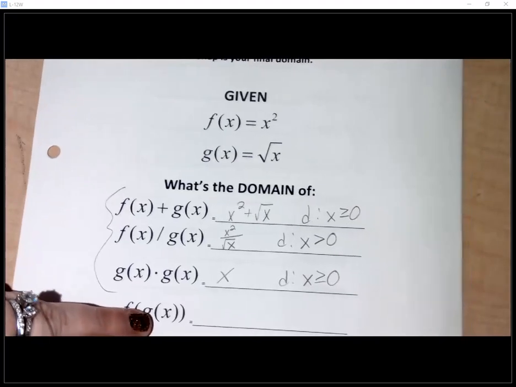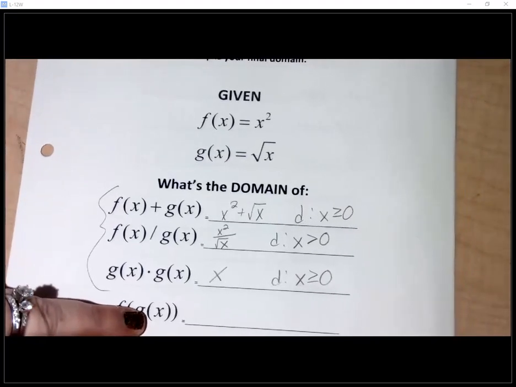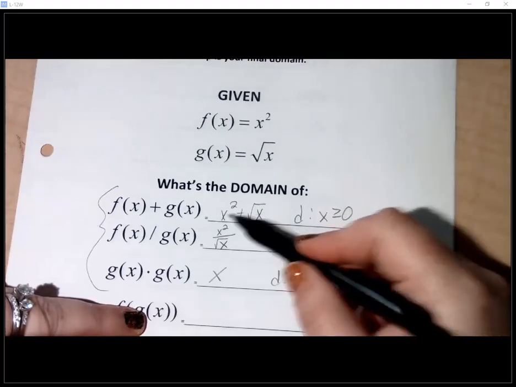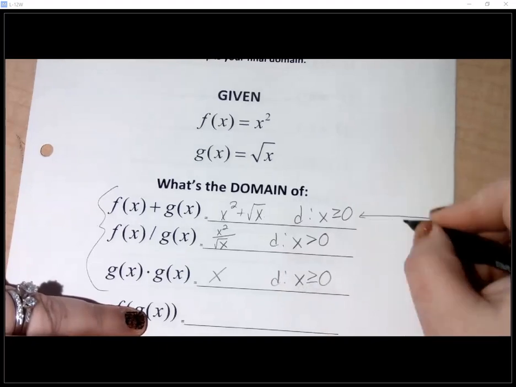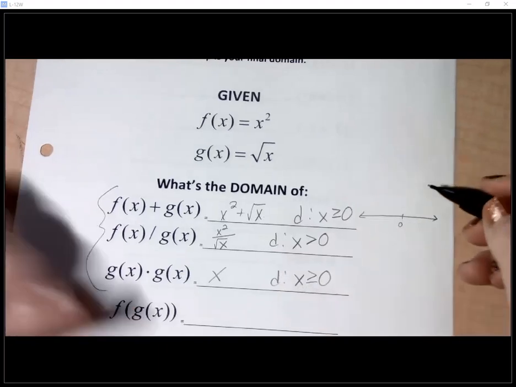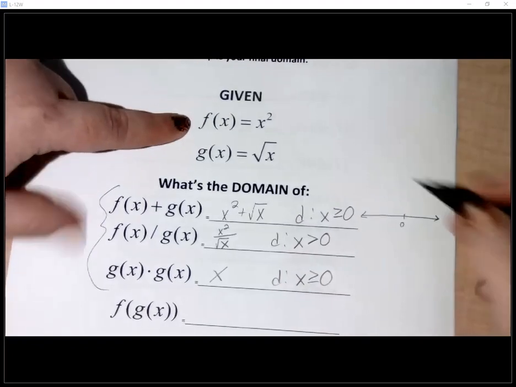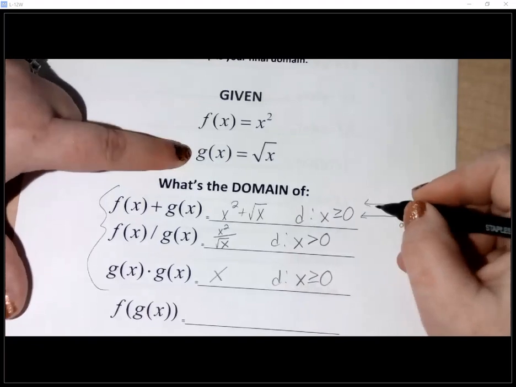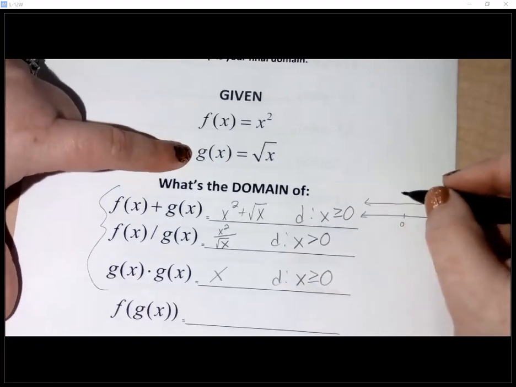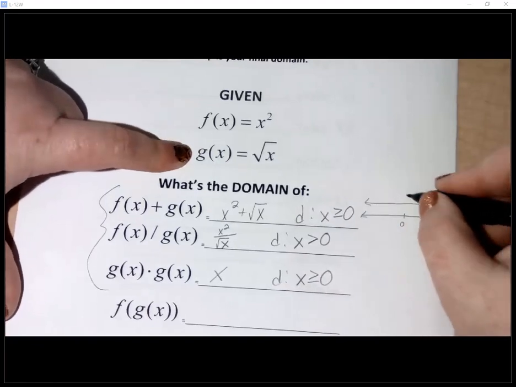Okay, so let's talk about where these domains came from. So here I'm just adding the two together. All you have to do to figure out your final domain: the domain of the f of x function, that's all reals, so no problems there. The domain of the g of x function has to be greater than or equal to 0, right? I just can't let it go negative.